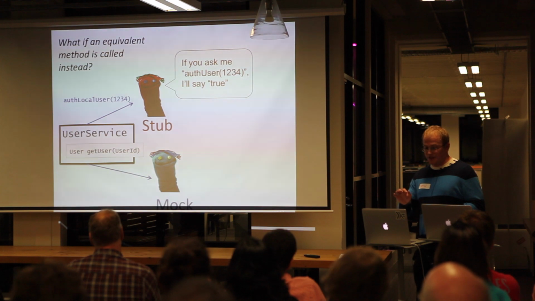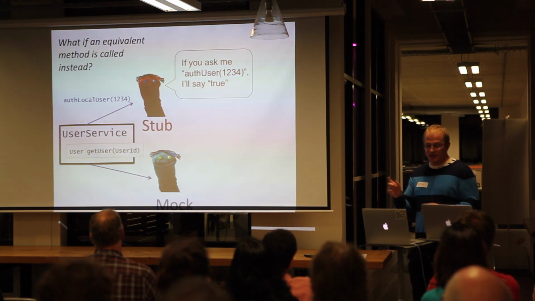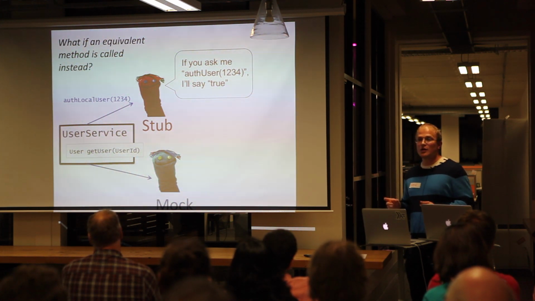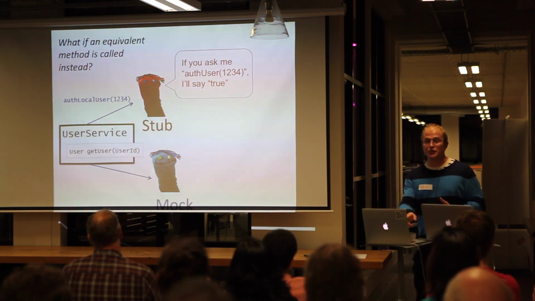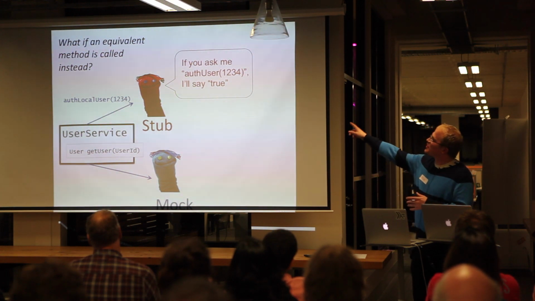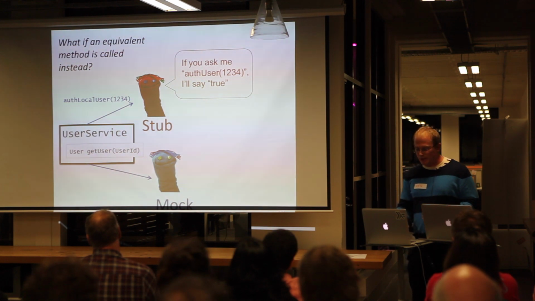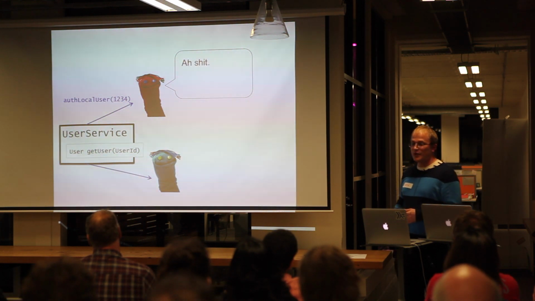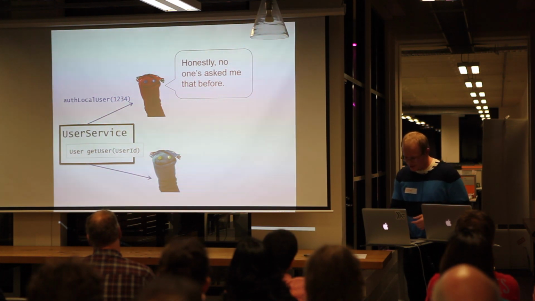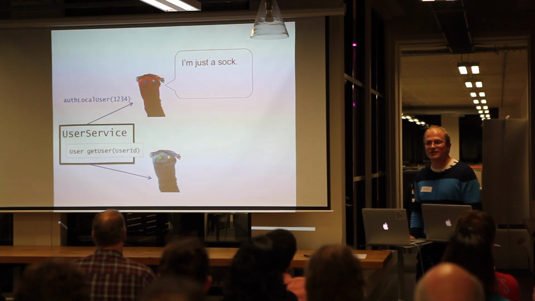So for instance, if we change it, so we're calling a different method called auth local user, and let's say for argument's sake that this is still totally correct code for user service. User service still does the correct thing, but the stub has been narrowly programmed to only respond to auth user. So what happens when we run our test? Well, there's a problem. Oh my. It doesn't know what to do.